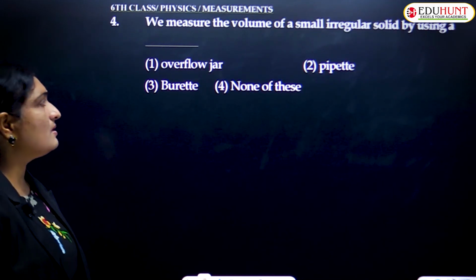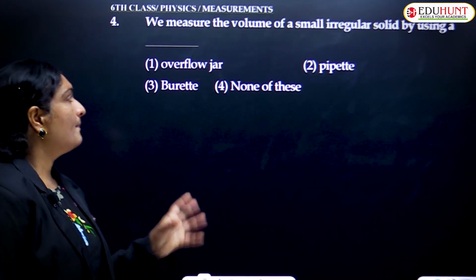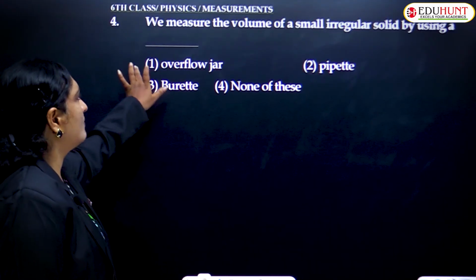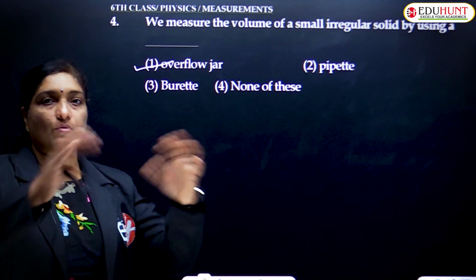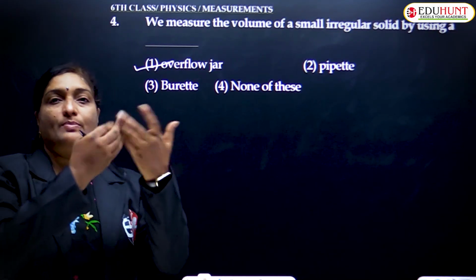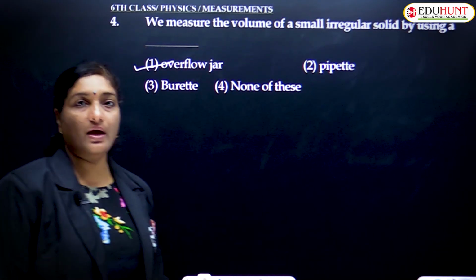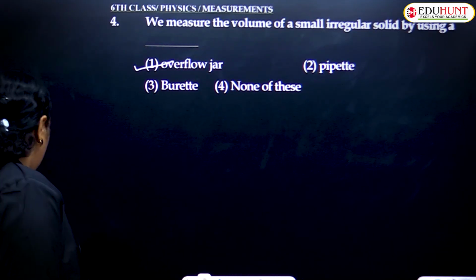Moving ahead, we measure the volume of a small irregular solid by using an overflow jar. How much liquid has been spilled out, how much liquid has overflowed, based on that we will be measuring the volume of the irregular objects.